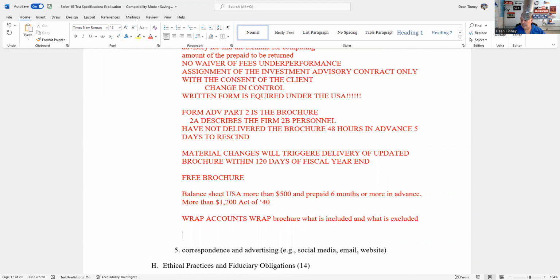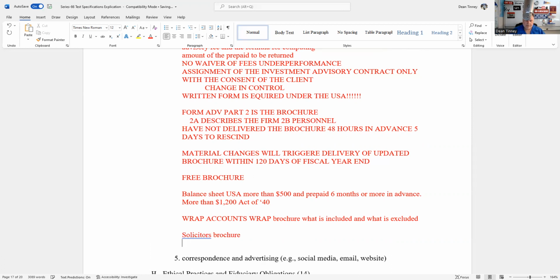Okay, then the last thing here in terms of this number 4, which is client contracts and customer agreements, is the solicitor's brochure. So, some federally covered investment advisors hire solicitors as third parties to raise money for them. And so if a solicitor has been hired by a federally covered investment advisor, there has to be a brochure that tells you the name of the solicitor.